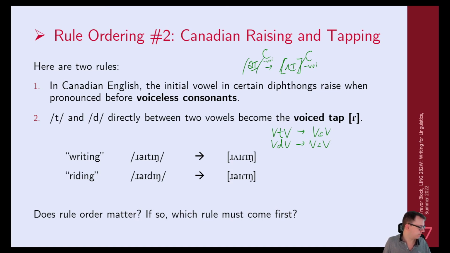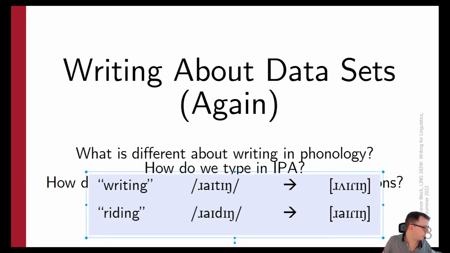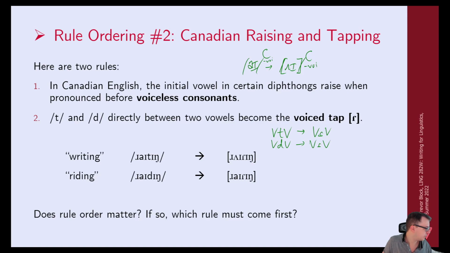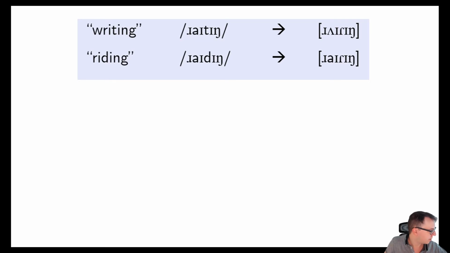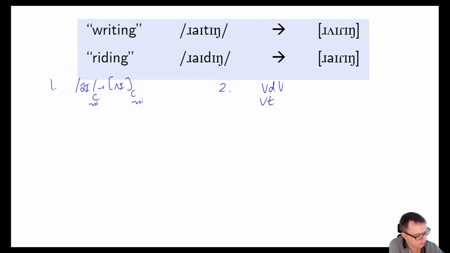So let's check the order. What I'm going to do is copy these words over to the next page, and we'll do the rule ordering there. So let me insert a page so we can see both. Okay, so we have the raising rule, just to put them up there. So 1 is going to be aI becomes ʌI, before a voiceless consonant. And rule number 2 says if you have VDV or VTV, what you get is the flapped version.